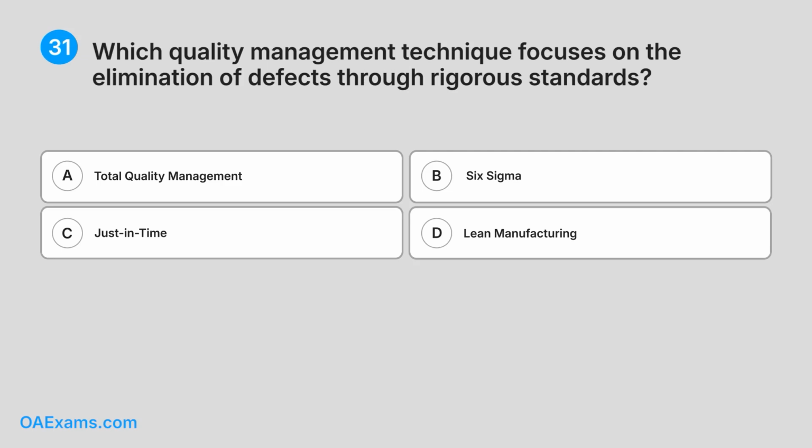31. Which quality management technique focuses on the elimination of defects through rigorous standards? A. Total quality management. B. Six Sigma. C. Just in time. D. Lean manufacturing. Do you know the answer?